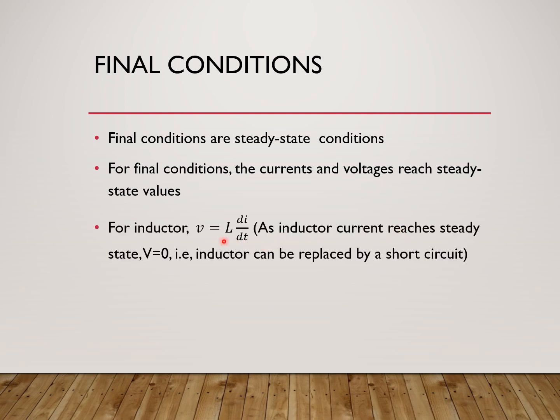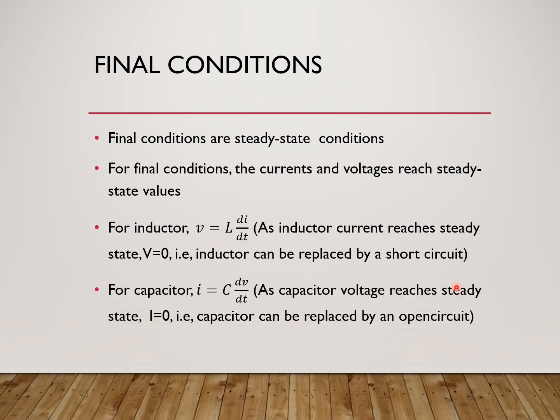Now, for the inductor, we have V is equal to L into di by dt. We already saw this. As the current reaches steady state, the voltage becomes 0, or the inductor can be replaced by a short circuit. This is what we were discussing and did before also. For final conditions, you just assume that currents and voltages have reached constant values. For the inductor, we speak about the current, which becomes constant. If the current becomes constant, the voltage across it is 0. V is equal to 0 corresponds to a short circuit. Right?